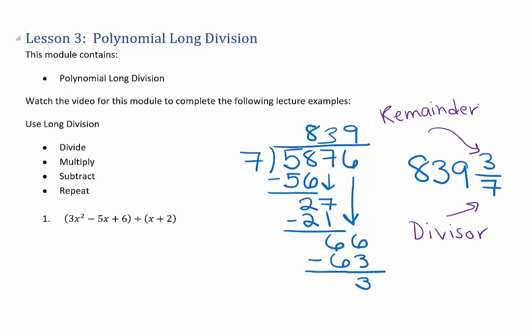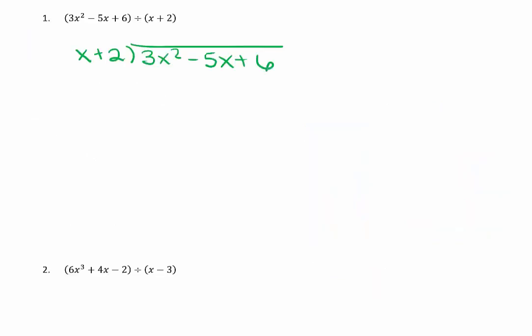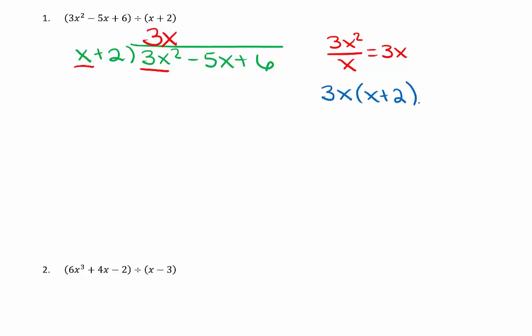We start by dividing, then to find the remainder we have to multiply and subtract. We bring down the next term and repeat the process. For my first example, let's divide 3x squared minus 5x plus 6 by x plus 2. I start by writing this as a long division problem. Then to do the division, I look at the first two terms only. 3x squared divided by x is 3x. So the first part of my quotient is 3x.